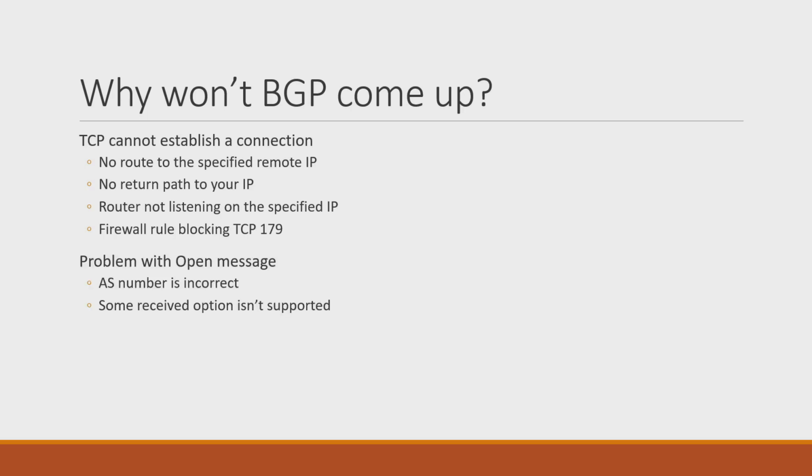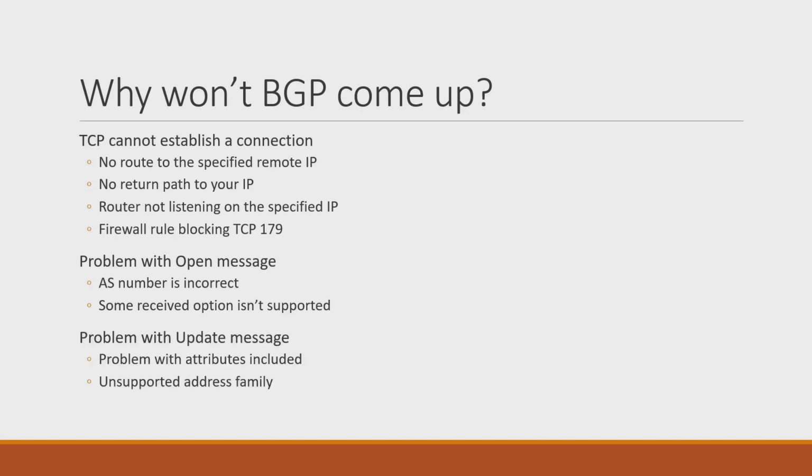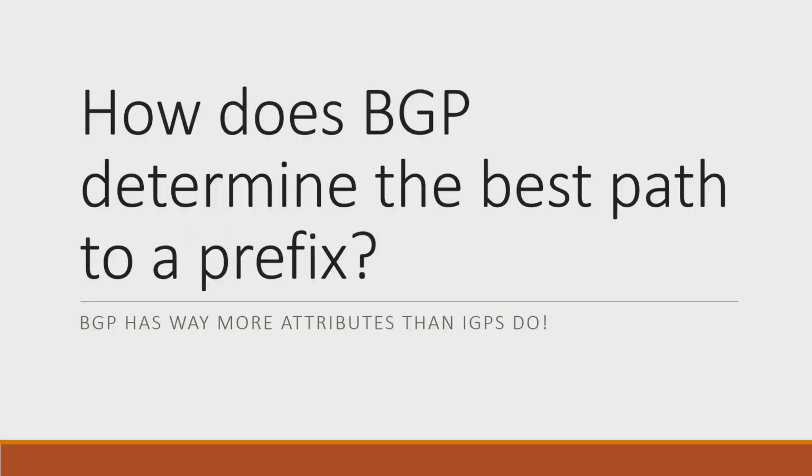Assuming TCP is working, there could be some problem with the open message you're sending. Perhaps you made a typo in the autonomous system number, or your router is configured with some options that the remote end doesn't support or understand. Fortunately, these problems are somewhat easier to diagnose, as a notification message will be sent back to the offending router explaining what's wrong. Finally, there may be a problem with an update that's sent or received. Maybe some attributes are specified incorrectly, or you see information for an address family that isn't supported by the session. In any case, like the problems with open messages, these problems will cause a notification to be sent that is typically logged by both sides.